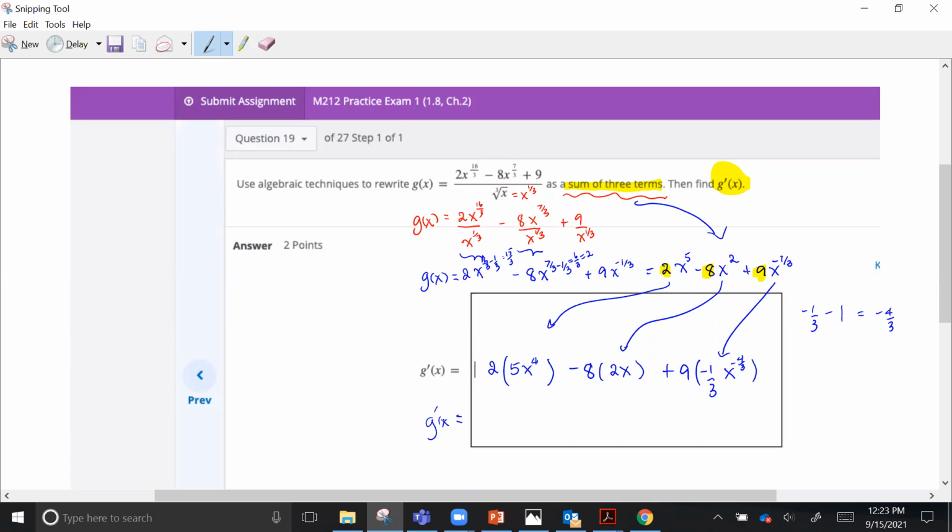I heard you say something about a 10. That would be from simplifying the process that we just did. 2 times 5, that's 10. 10x to the fourth. 8 times 2 becomes 16 with a negative sign. 9 times negative 1 over 3 reduces to negative 3 times x to the negative 4 over 3. So this is the answer that Hawks Learning is looking for.